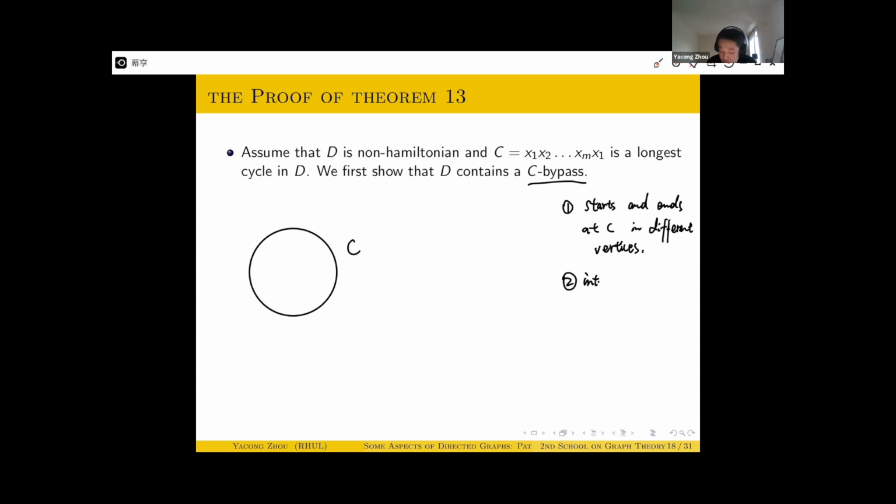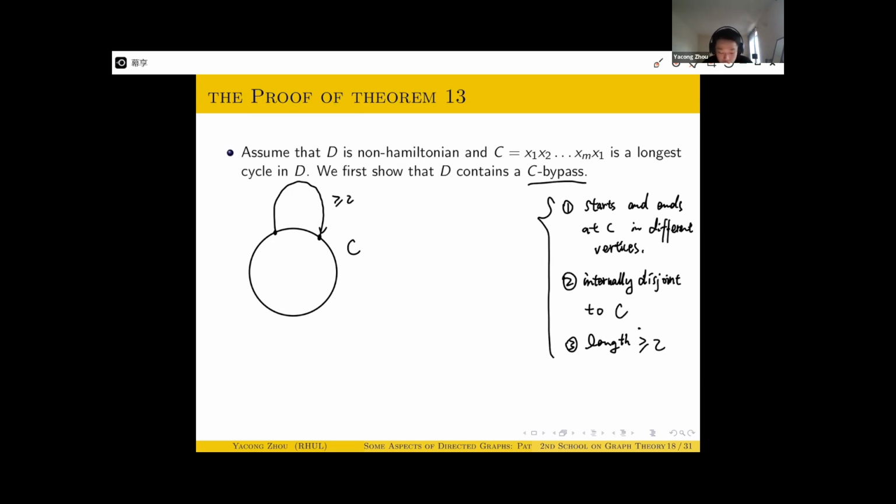And internally disjoint to C. That means a path that starts and ends in different vertices of C, and those vertices in the middle do not lie on C. So exactly like what I have drawn here. And the last requirement is that its length should be greater than or equal to 2. So this is a C-bypass.